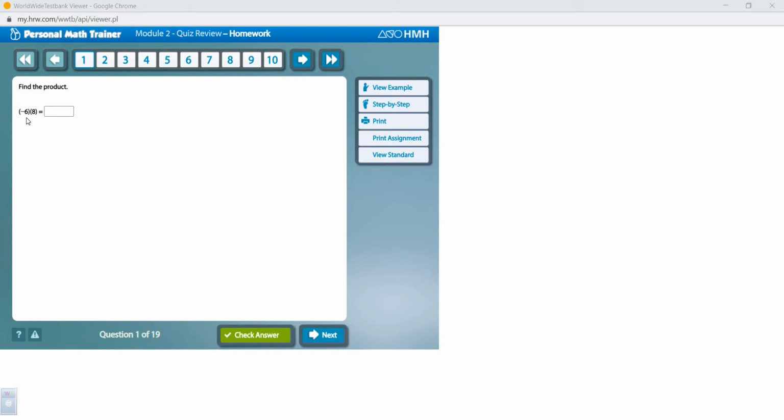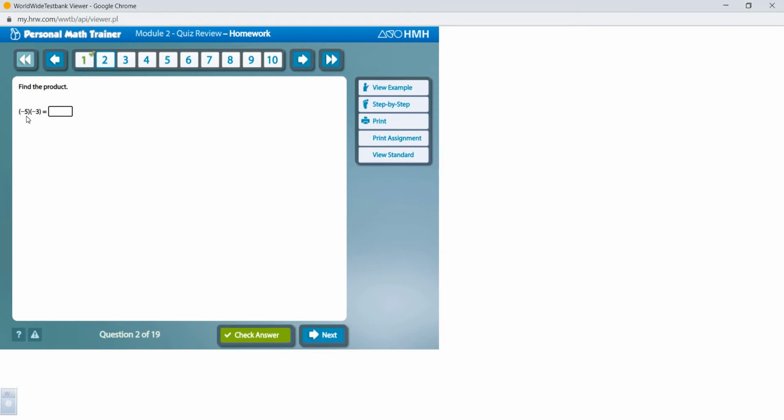The first problem we have here is a negative times a positive. So we know the answer is going to be negative, right? A negative times a positive is a negative, and 6 times 8 is 48. So the answer to this one would be negative 48. Remember always to check your answer, and when you go to the next problem, look for that green check mark because that means that you got that problem correct and you now have credit for it.